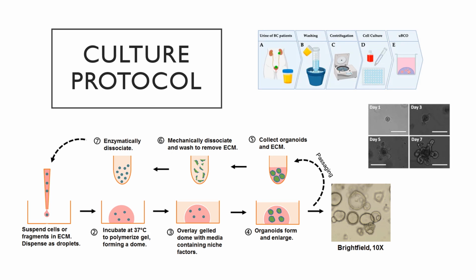The figure on the top right is an example of a workflow of the culturing process of urine-derived bladder cancer organoids. The paper from which this figure was obtained was looking at whether it would be possible to establish tumor organoids from the urine of bladder cancer patients as an alternative to tissue-derived organoids.